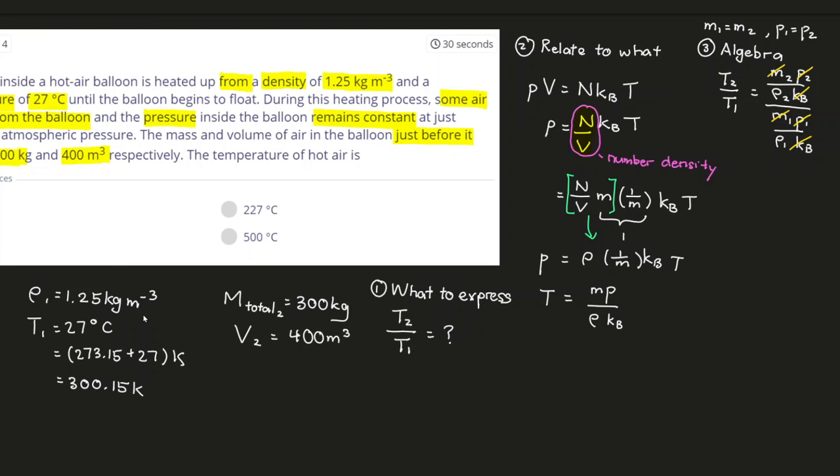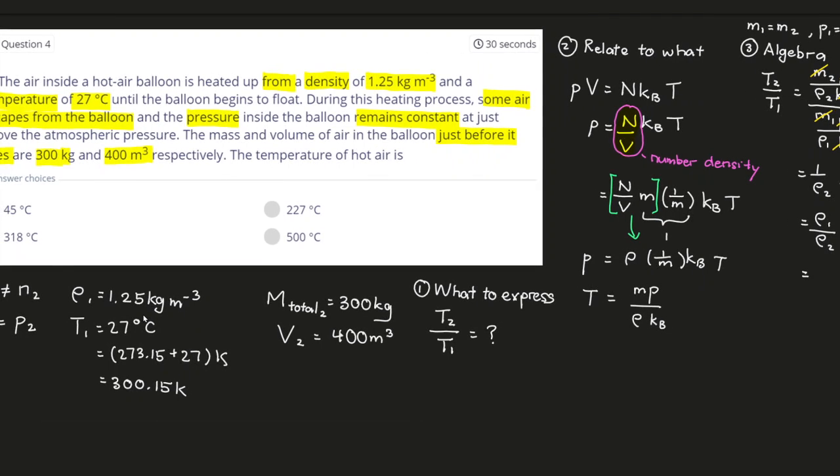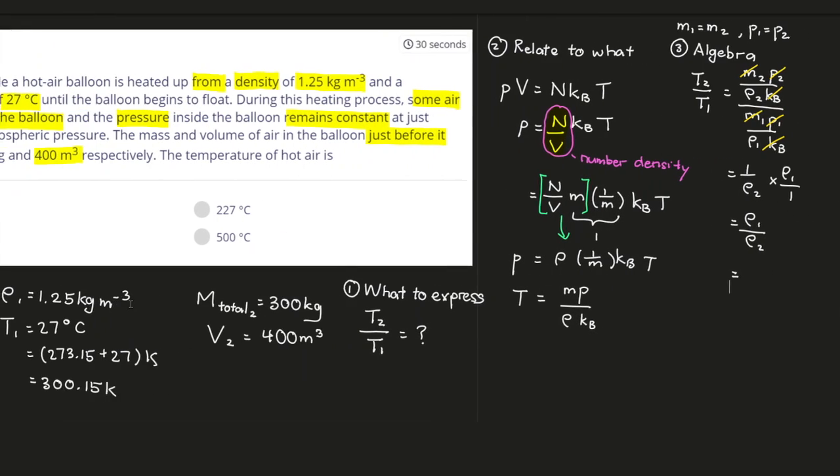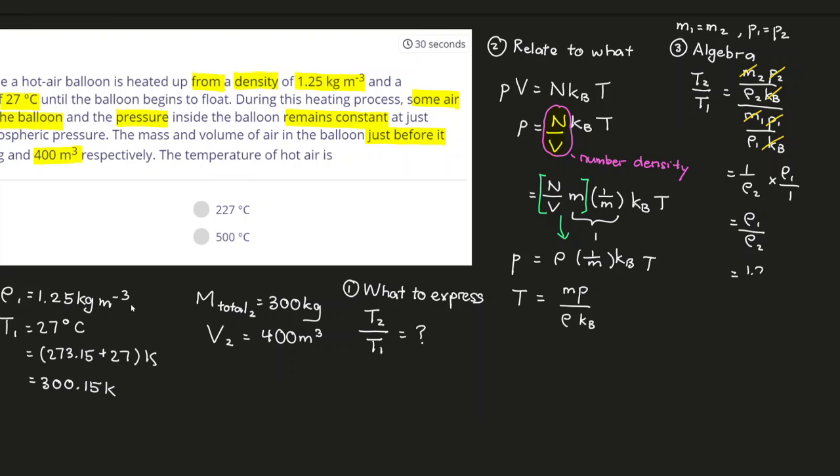So now if you rearrange this equation, it will be 1 over rho 2 times rho 1 over 1, which equals rho 1 over rho 2. So rho 1 is the initial density, which is here, 1.25 kg per meter cubed. So how are you able to find rho 2? Here's something that you need to relate. If you look at this part, you see that the total mass is given and the final volume of the container is given. So if the total mass and the volume are given, we need to recall some secondary school knowledge.